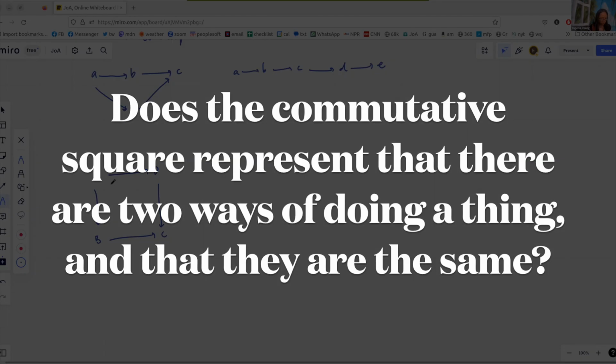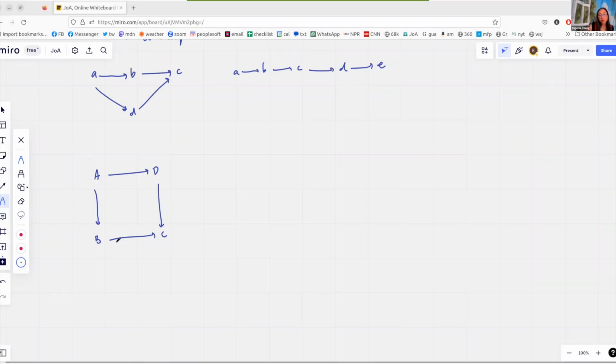Does the commutative square represent two ways of doing a thing, and they are the same? Yes. If this square commutes, then what it says is that going this way is the same as going that way. Is that two ways of doing a thing? Probably. It's two ways of getting from A to C using arrows in the category. Arrows in a category might not always be interpretable as doing a thing, but at the basic level, yes, it means that there are two ways of going around this square and they are the same.